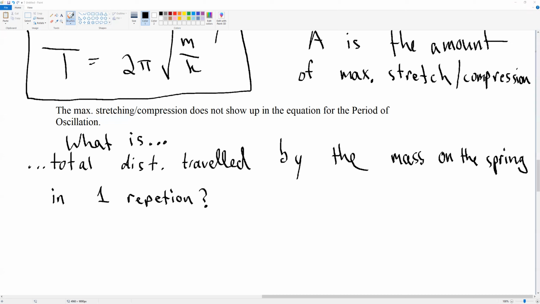Can you actually repeat what you said when you were explaining the question? What is the total distance traveled by the mass on the spring in one repetition? If I stretch the spring and I let it go, it has to go until it gets compressed, and then it has to go until it gets stretched again. So what is that distance that it travels? Does that make sense? Is it like 4 times A? Well, if that's your answer, put that in the chat.